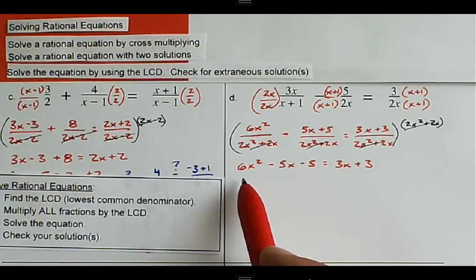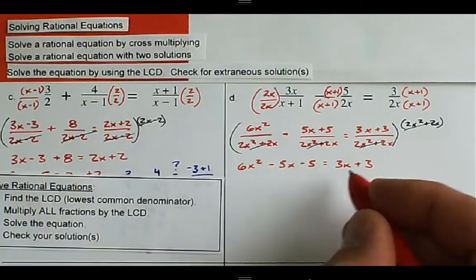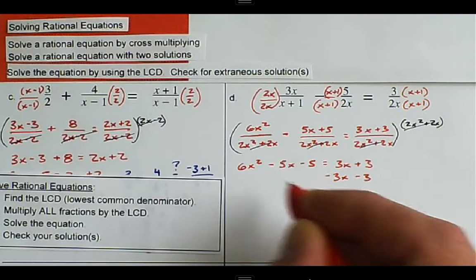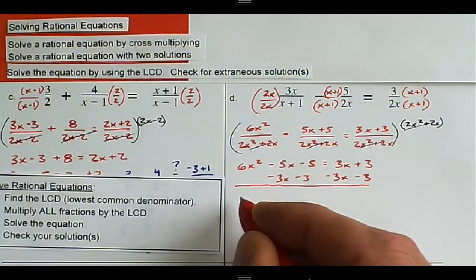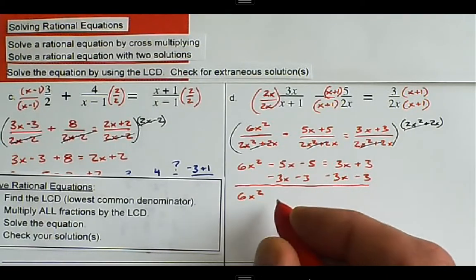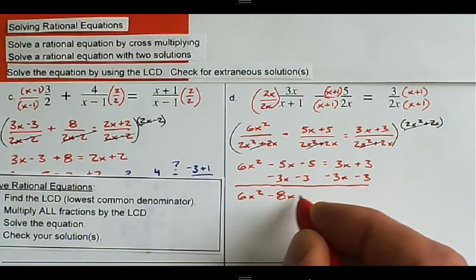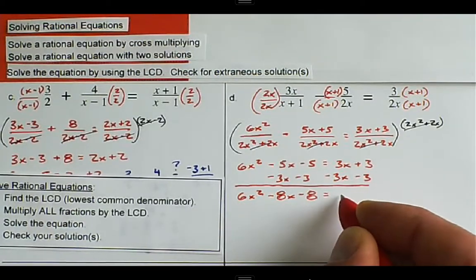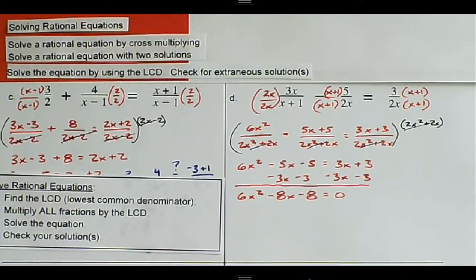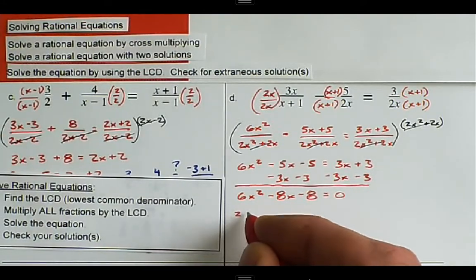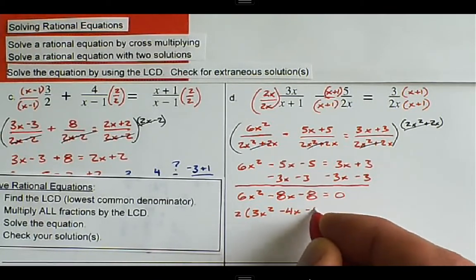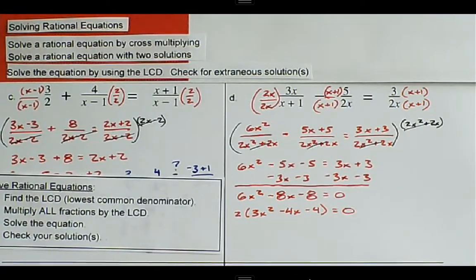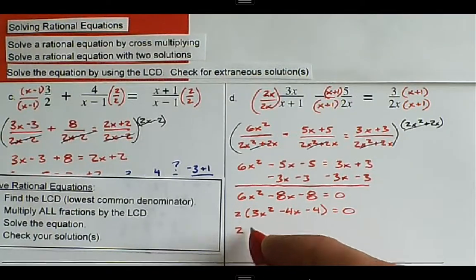And we have a quadratic term, so we need to get one side equal to 0. So let's subtract 3x and subtract 3. And then we get 6x squared minus 8x minus 8 is equal to 0. We can definitely factor 2 out of there. So we get 2 times 3x squared minus 4x minus 4. And I believe that can be factored.